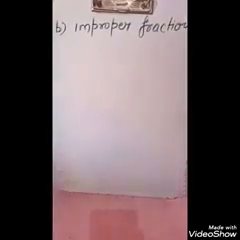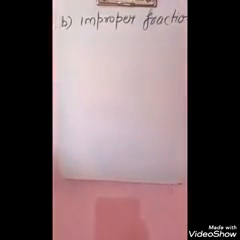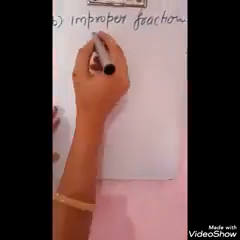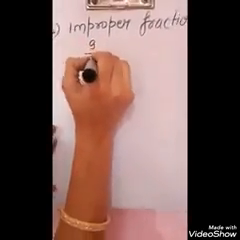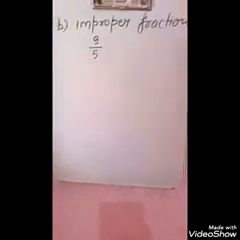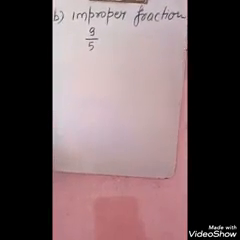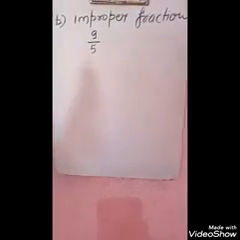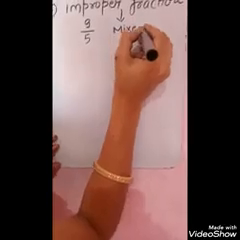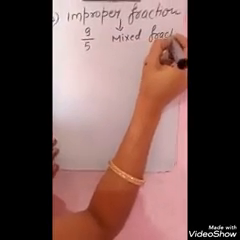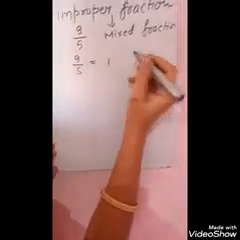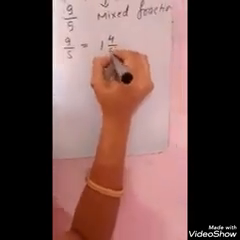Now we will see how to represent an improper fraction on the number line. Student, you know that a proper fraction is a fraction where the numerator is smaller than the denominator. You can see 9 is greater than 5. Now the thing is how to represent this on the number line. For that, first of all, we have to convert this improper fraction into a mixed fraction. So 9 by 5 is equal to 1 whole 4 by 5.